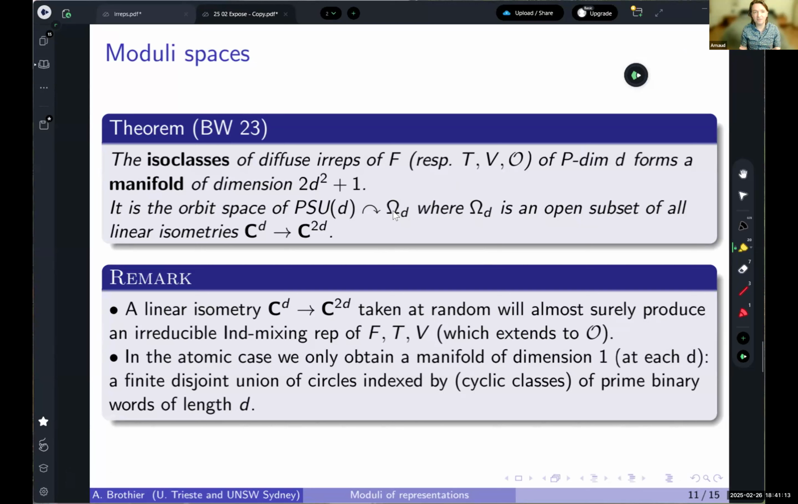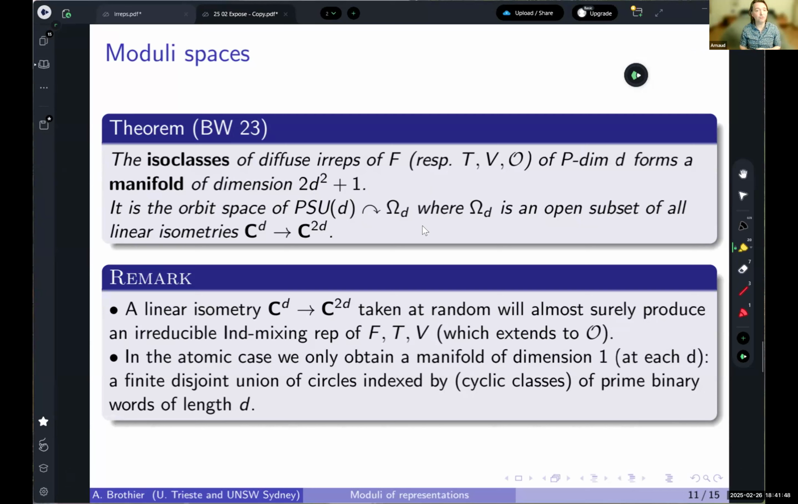And then if you want to classify that, if you want to take classes, on the left-hand side you just need to act by conjugation by the unitary group. Since I act by conjugation, I may take the projective unitary group, so I take PSU(D), and I take the orbit space. This gives me exactly iso classes of irreducible representations of F, T, V, and O. So that's how it works.